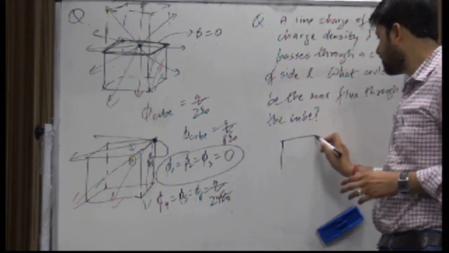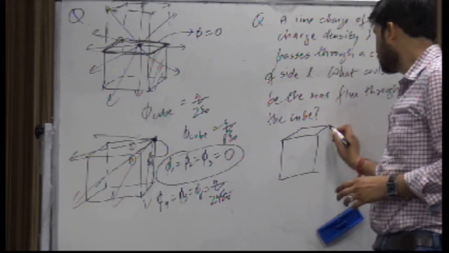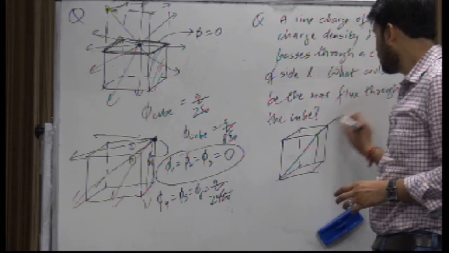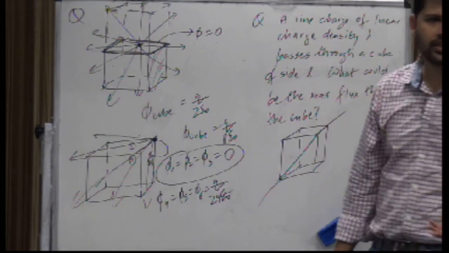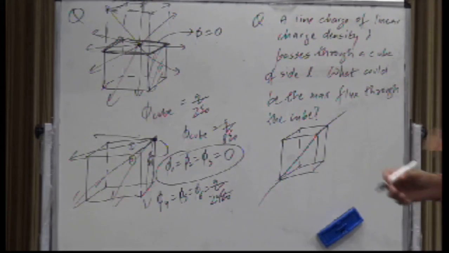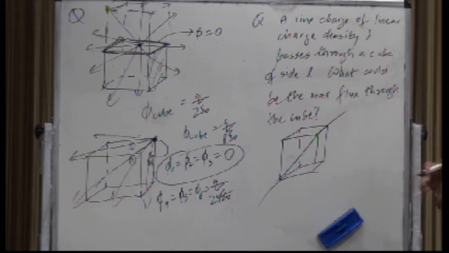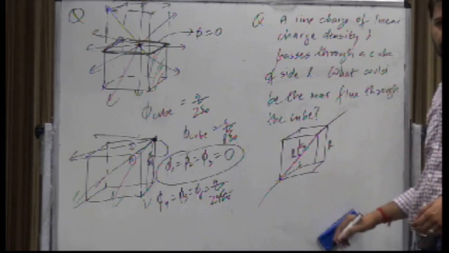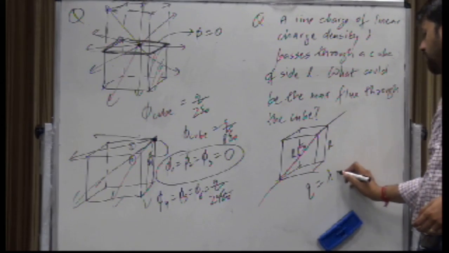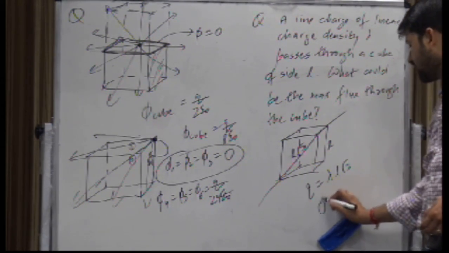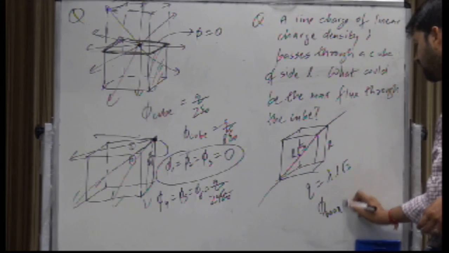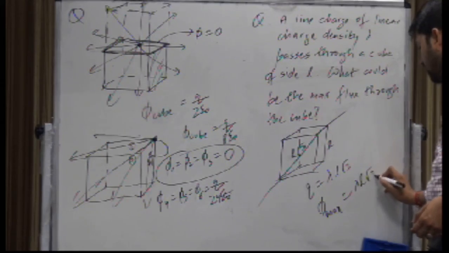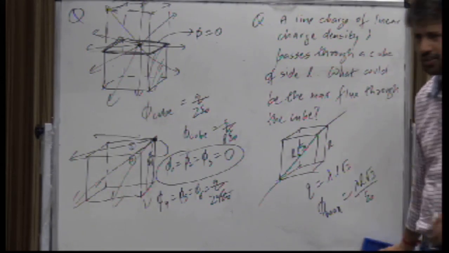Put the wire along the diagonal. In that scenario, it would carry maximum charge inside. So in this scenario, the length of the wire would be L root 3. The charge would be lambda into L root 3, and the maximum flux would be lambda L root 3 by epsilon naught.